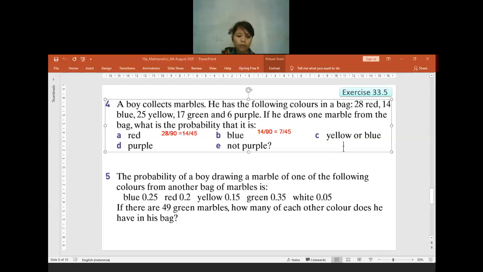What is the probability of getting yellow or blue? 39 out of 90. Can we simplify this? 13 out of 30. Okay, thank you. For question D, purple. 6 out of 90. We can simplify it to 1 out of 15. Okay, for E, not purple.